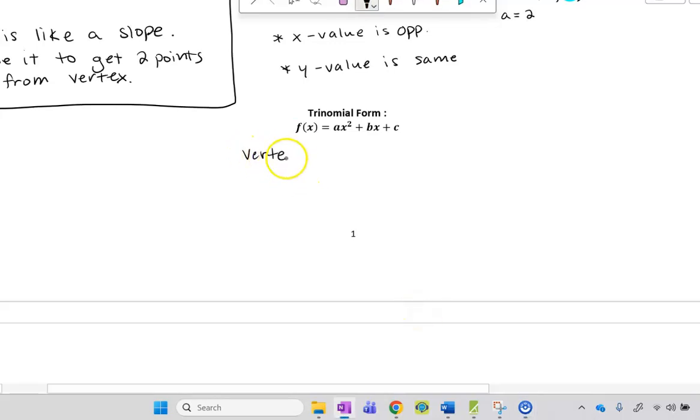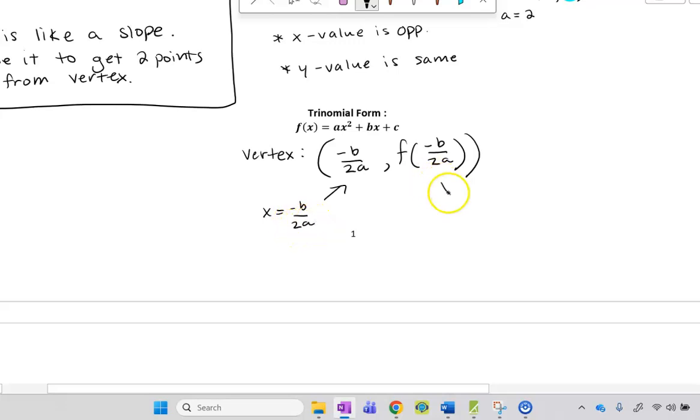So your vertex is going to be, well, the x value is going to be negative b over 2a. That's the formula. And the y value is what you get after you plug negative b over 2a into your function. So you'll find x by doing negative b over 2a, and then to get y, you're going to plug the x value into the equation.